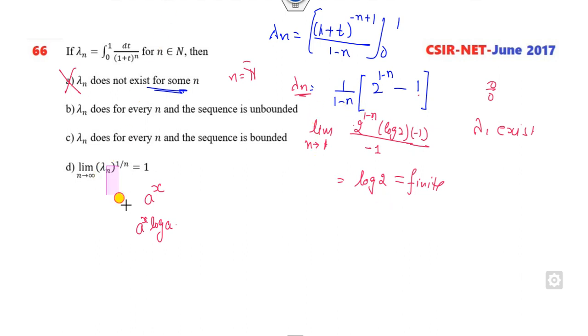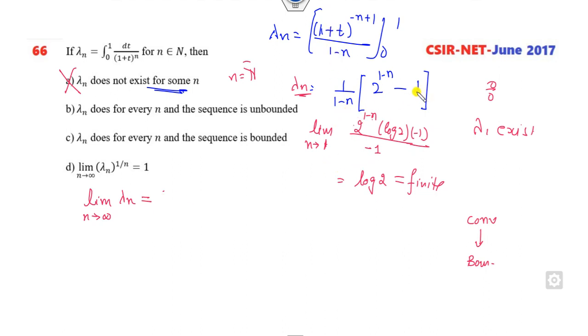Then look at the second option. The sequence is unbounded. How can you check whether a sequence is bounded or not? We will check the limit of this. If you prove that this is convergent, and every convergent sequence is a bounded sequence, then it is bounded. And how can you prove that the sequence is convergent? We will take the limit, and if it is finite, then it's convergent.